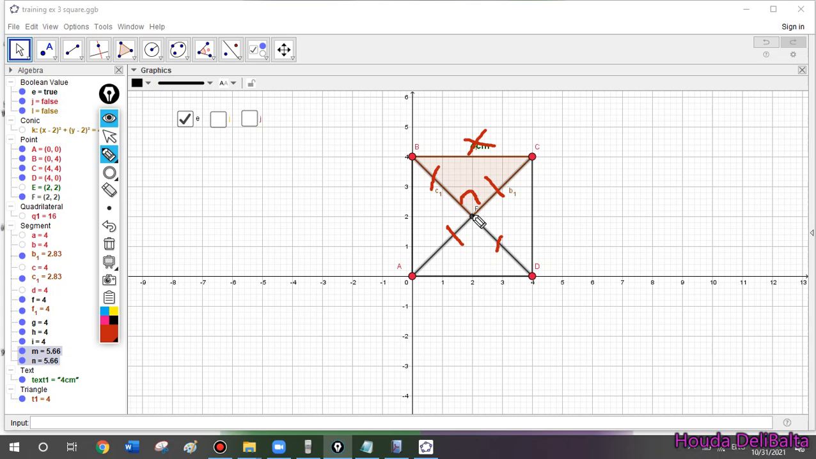Now you notice that the area of that square must be equal to 4 times the area of any one of these triangles. Now let's find the area of one triangle, and then we are going to multiply it by 4 to prove the rule that says that the area of a square is equal to diagonal squared over 2.